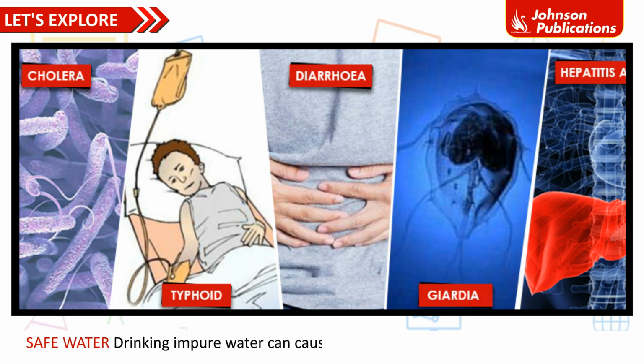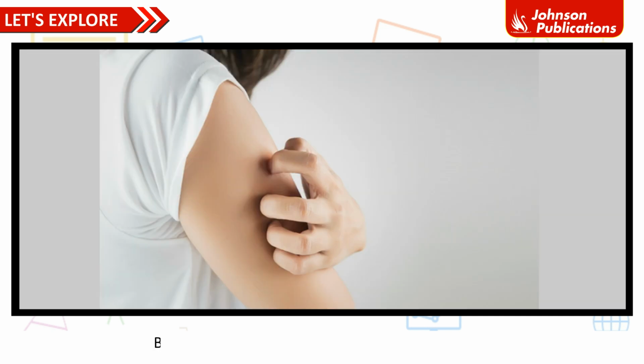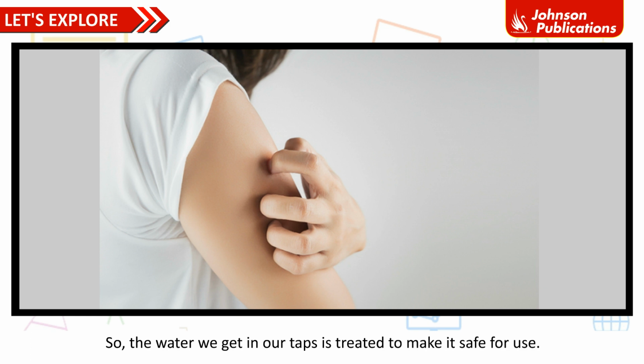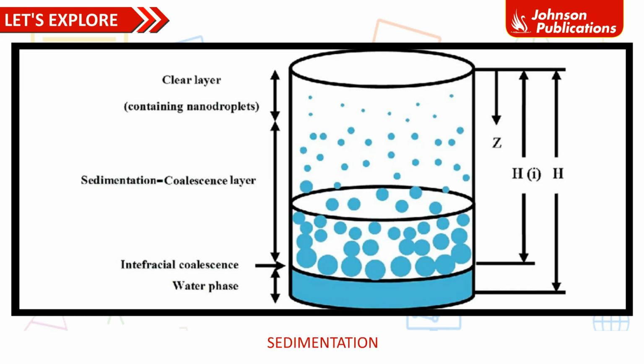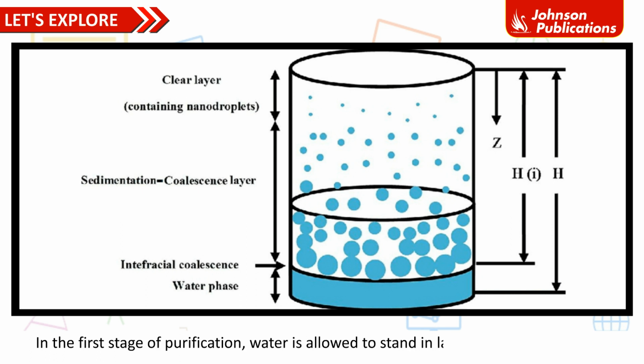Safe water. Drinking impure water can cause many waterborne diseases like dysentery, typhoid and cholera. Bathing in unclean water can cause skin infections. So the water we get in our taps is treated to make it safe for use. Sedimentation. In the first stage of purification, water is allowed to stand in large sedimentation tanks.